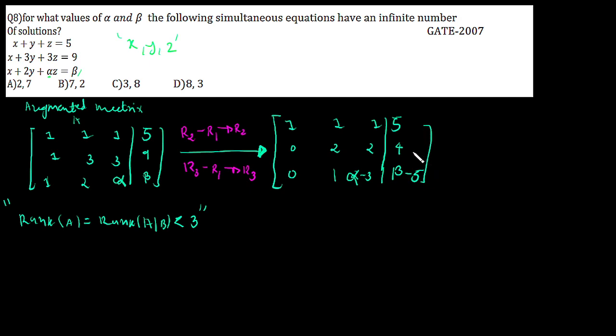So now to further reduce this matrix, we have to make this entry 0. So let's apply one more row operation. I can write it like this: if I multiply this row by minus 1 half and add it to this one, then this entry will be 0. So let's do it here. R3 minus R2 by half will make the new row 3.